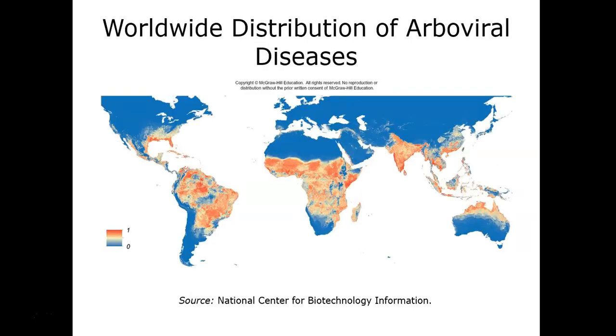So here's kind of the worldwide distribution of arboviruses that we see today. And you'll notice that most of them are in the warmer climates right around this equator region. So that helps to sustain those vector populations.